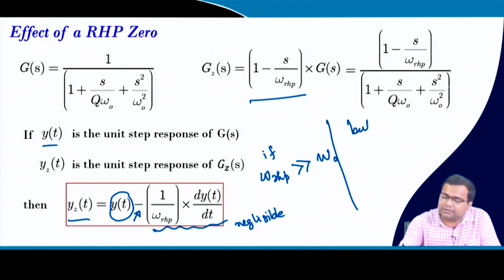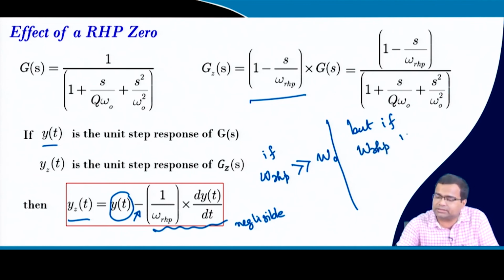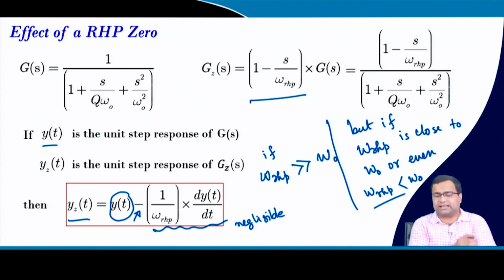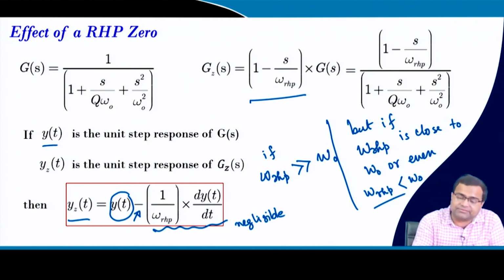But if omega RHP is close to omega 0, or even if omega RHP is smaller than omega 0, that means it is now coming close to the imaginary axis, then this can be severe, that means in that case it can be severe.